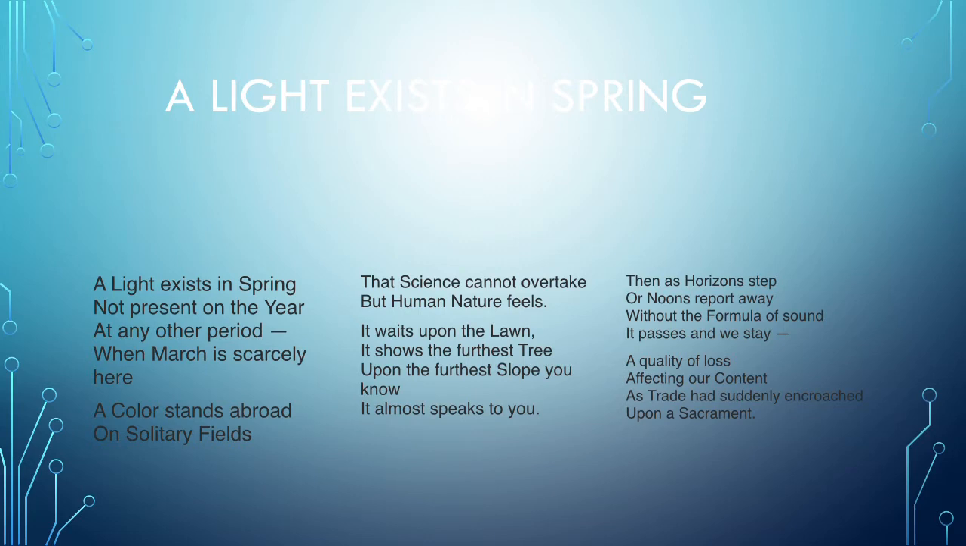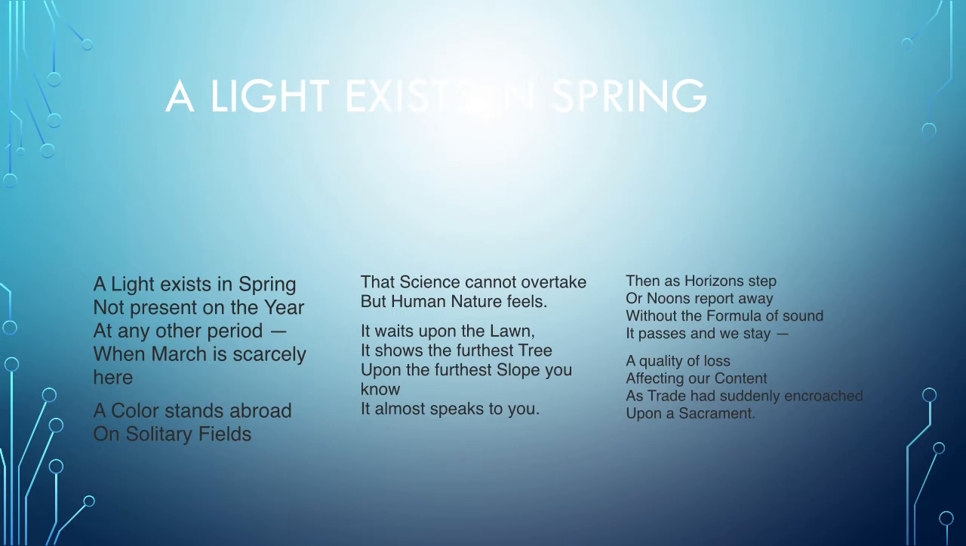And the poem is in five quatrains. What are quatrains? Stanzas of four lines each. So the poem is divided into five quatrains, and the poem is about some light that is only visible during the spring season. So we'll start with the poem.